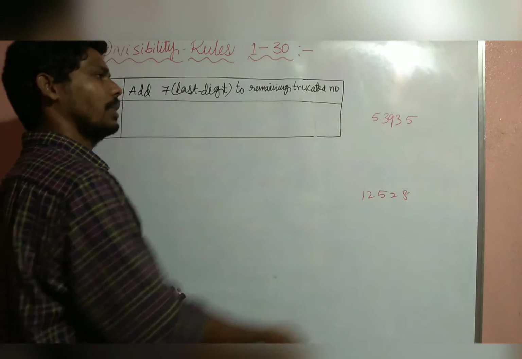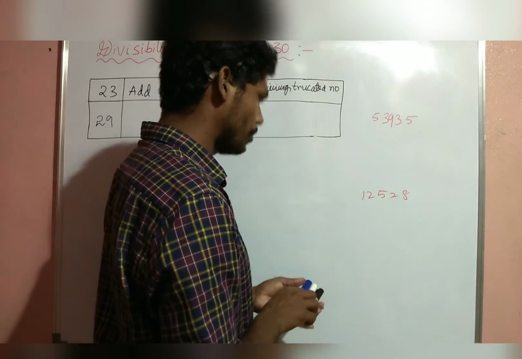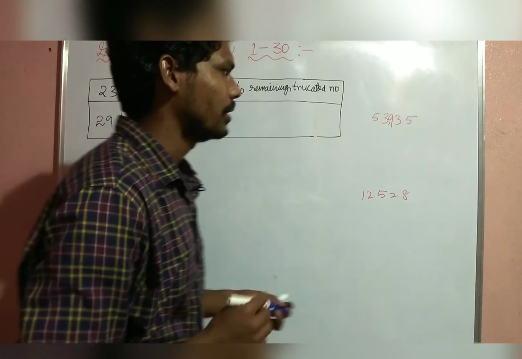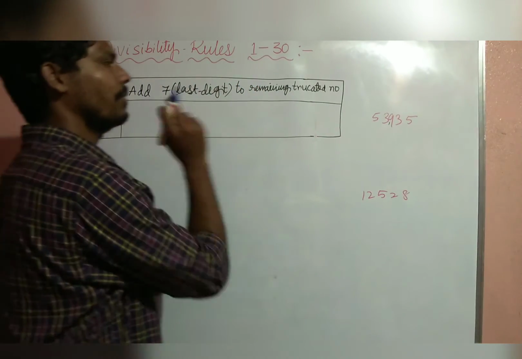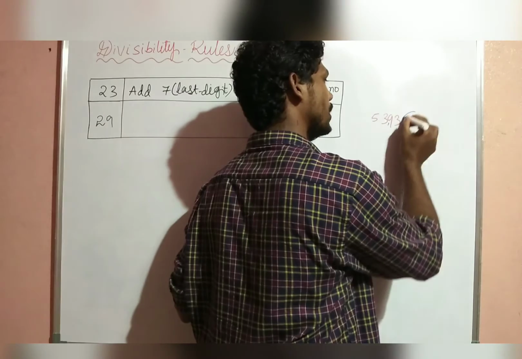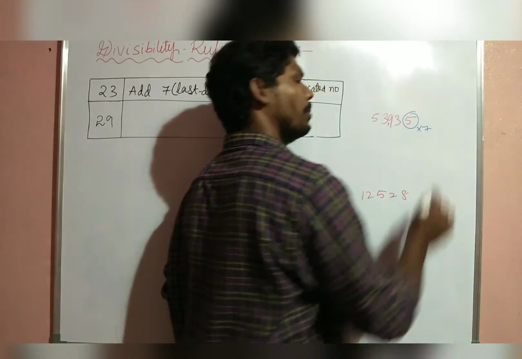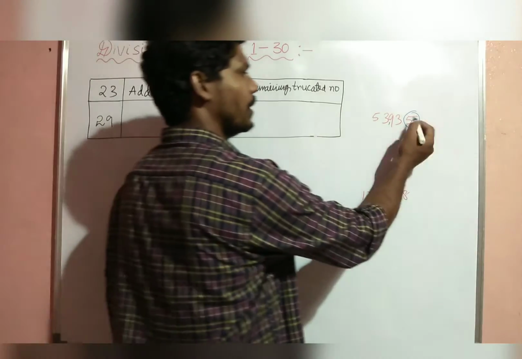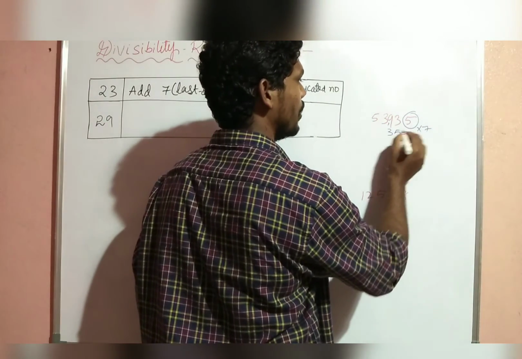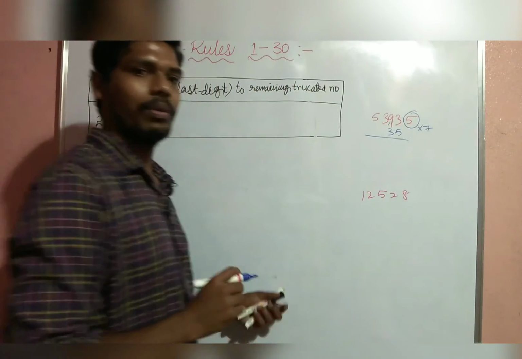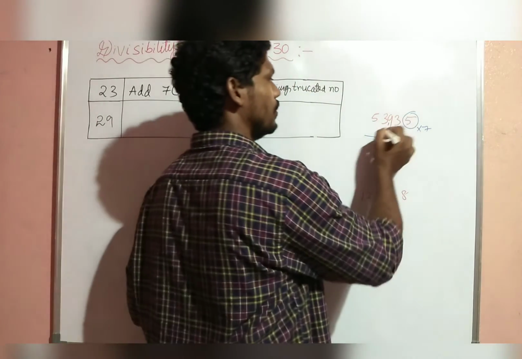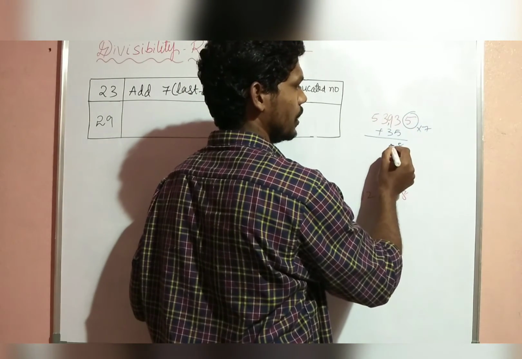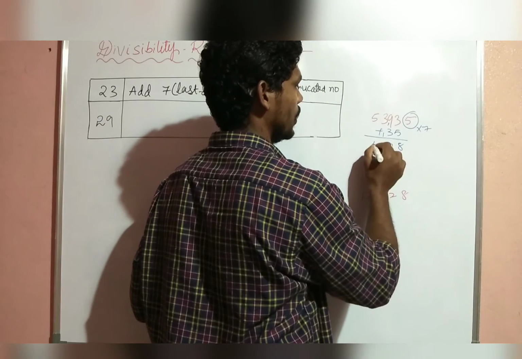For example, I have taken the number 53,935. The condition is to add 7 times the last digit. The last digit is 5, just multiply by 7. 7 fives are 35, that is added to the remaining truncated number, the leftover number. So 3 plus 5 is 8, 9 plus 3 is 12, so 3 plus 1 is 4, and here 5.